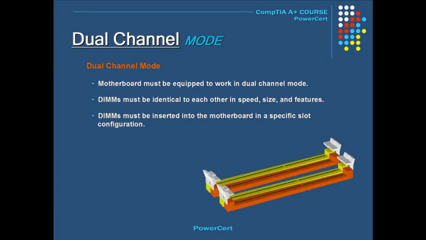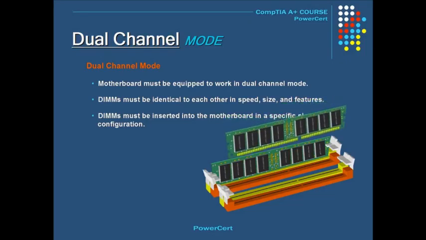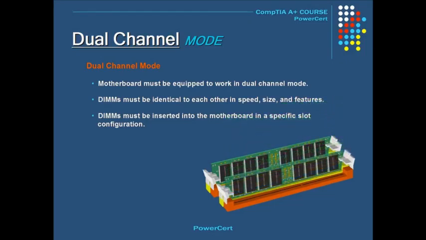For example, here we have some dual channel memory slots. So in order for dual channel to work, you need to install a pair of identical DIMMs in the slots of the same color. In this case, we put a pair of DIMMs in the yellow slots.